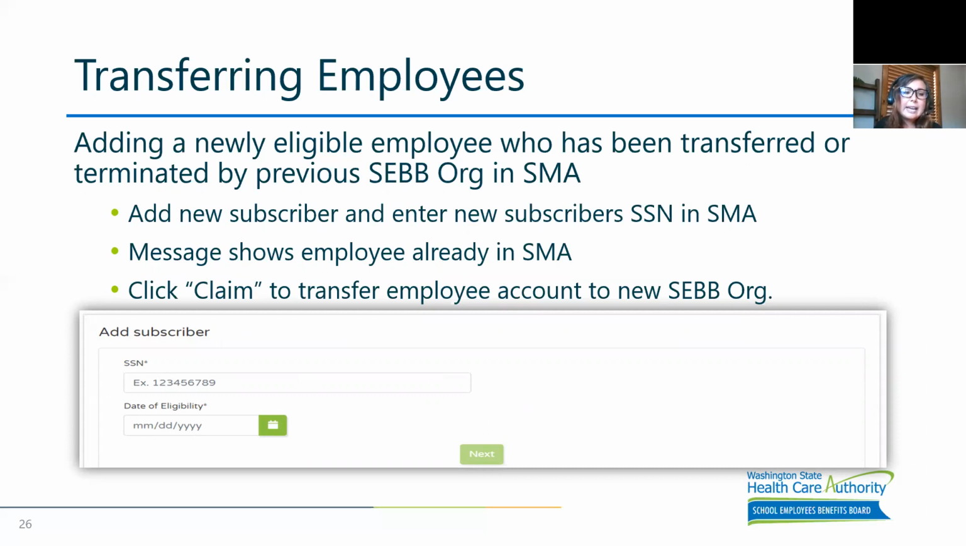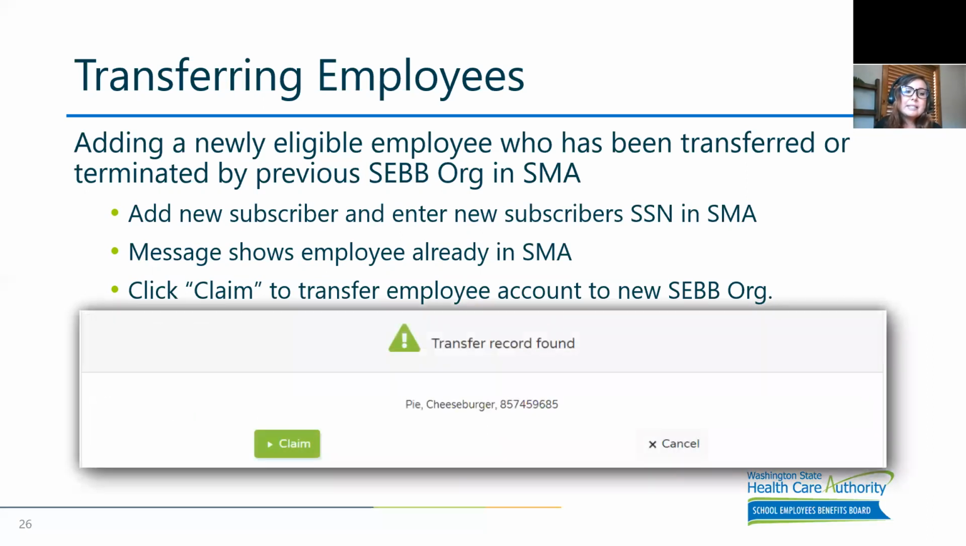Once you click next, there's going to be a message that shows that this employee is already in SEBB My Account. You can see here it says transfer record found. It has their last name, first name, and their social security number. You would want to verify that this is the correct employee that you are trying to claim, and you would click that green claim button to transfer this employee's account to your SEBB org.